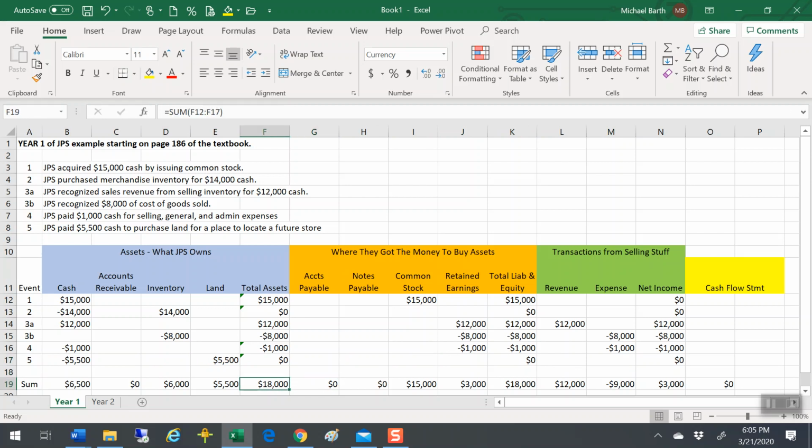All right, so we can see now that at the end of the year, total assets are $18,000. The liabilities and equity are $18,000. The original $15,000 I started with, plus the $3,000 net income I earned from selling stuff to my customers. Sales were $12,000. Total expenses were $9,000. $3,000 there. Let's get to the cash flow statement because this is the last part.